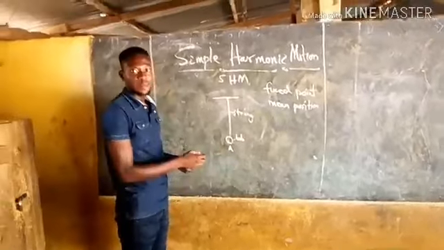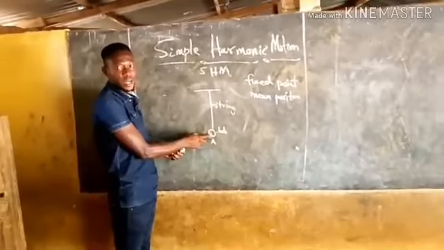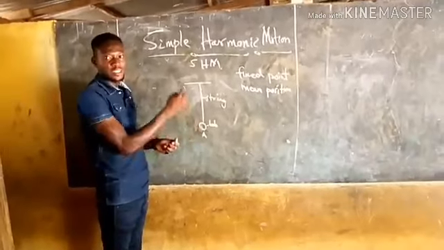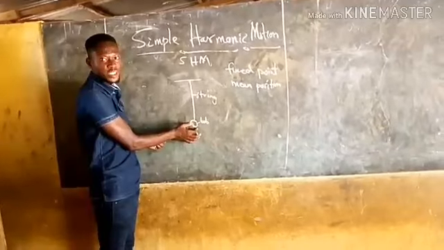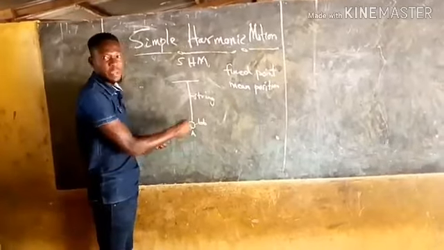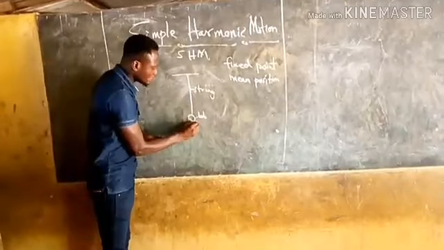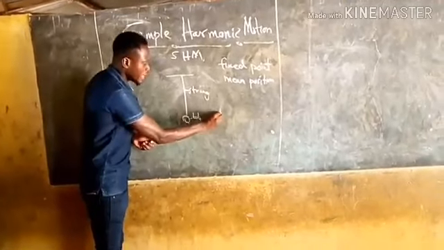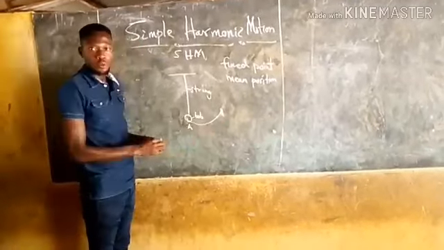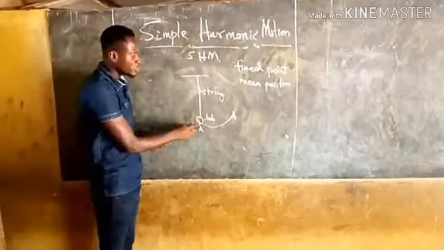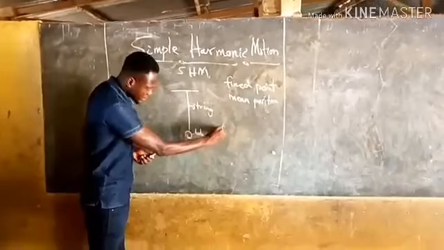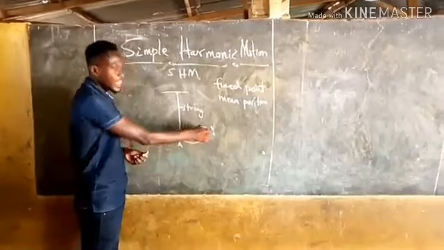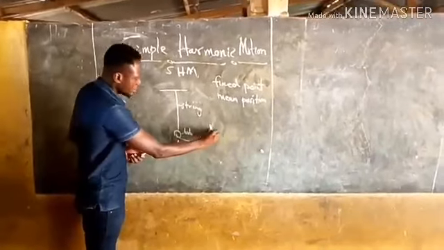I now displace the oscillating mass, or the ball. When you displace the oscillating mass, you see the ball moving from the mean position to the extreme end. So let's take this to be one extreme end as the ball oscillates from the mean position, and let's label that extreme end as P.